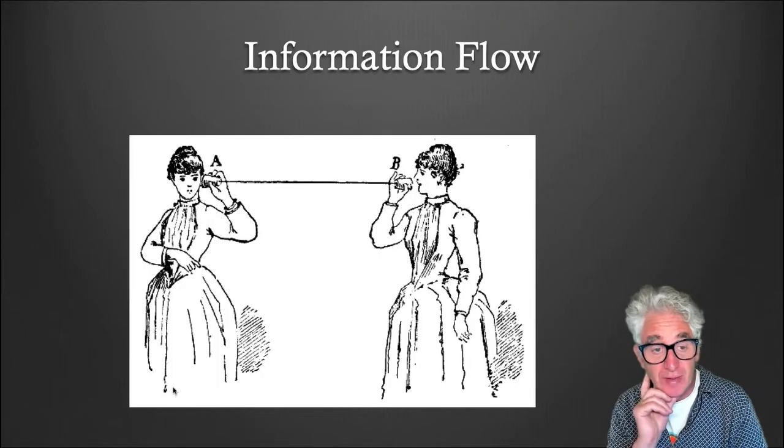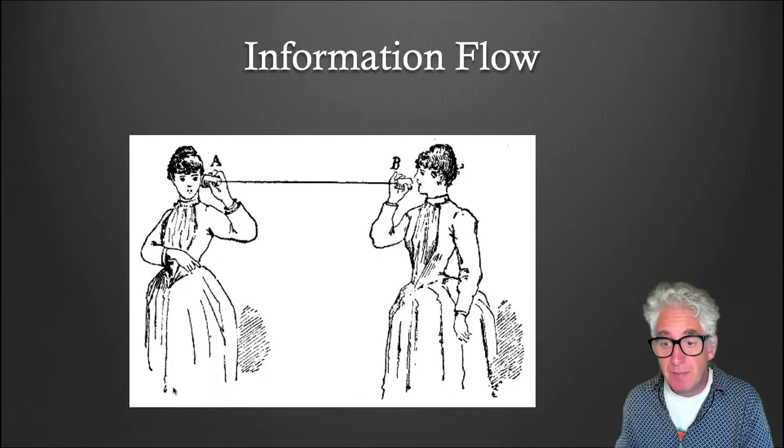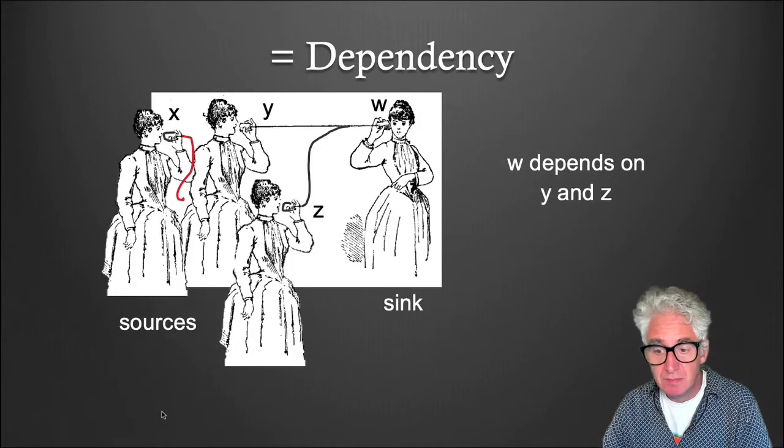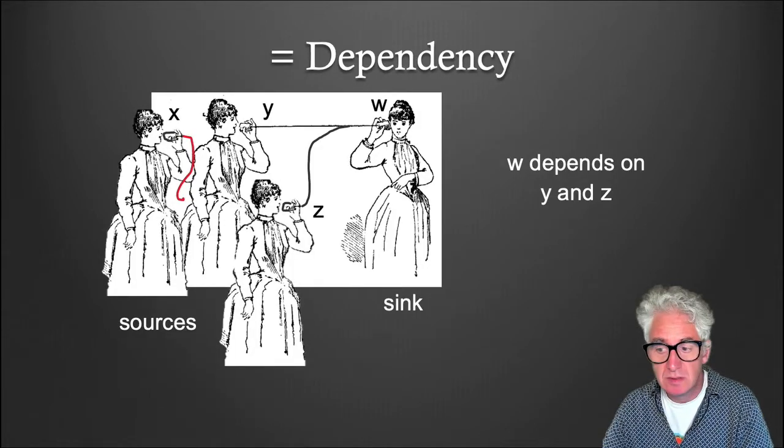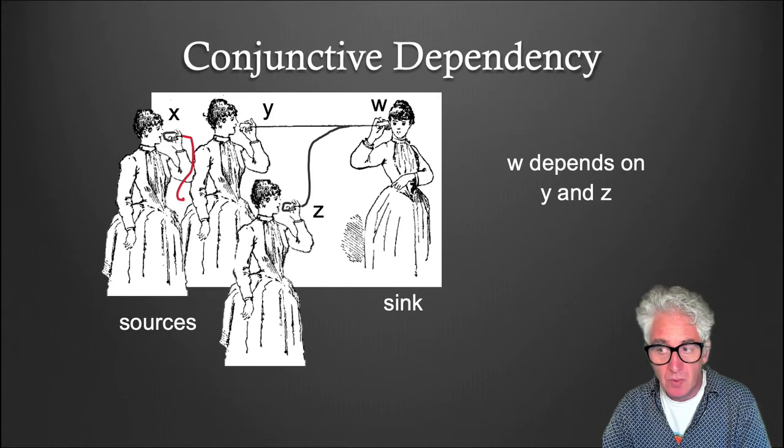This is a talk about information flow, by which we mean the dependencies between the sources or inputs and the sinks or output observations in a system. In this picture, we are modelling what we call, for the sake of this talk, a conjunctive dependency. W depends on both Y and Z.